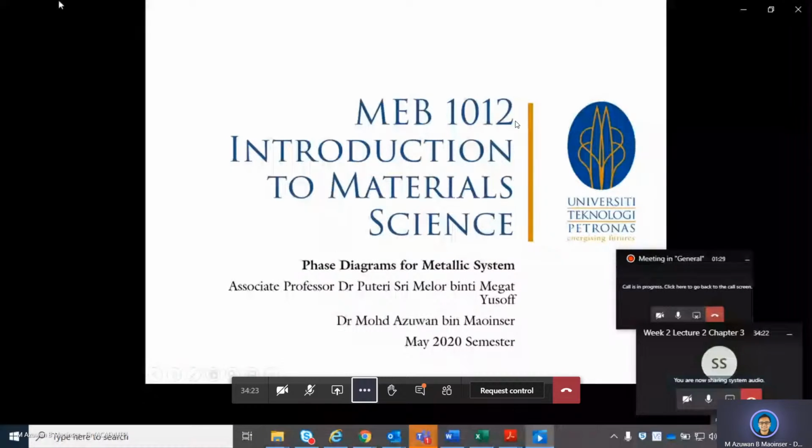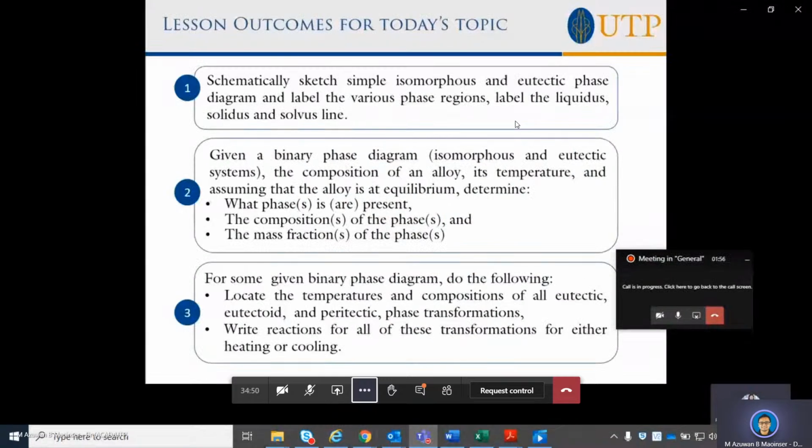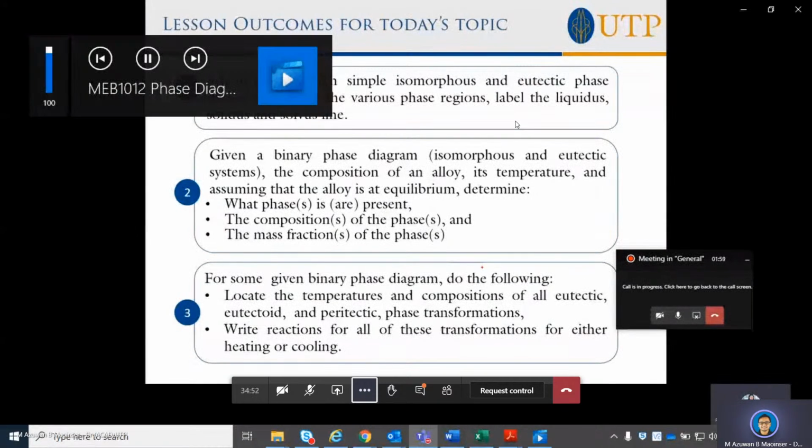Bismillahirrahmanirrahim. Welcome back to my lecture on phase diagram for metallic system. Right, we'll have a look at what phase diagrams are all about. But mind you, phase diagram is very important for engineers. It's a very powerful tool that you must know that you will be using in your career later on. So let's listen up, what phase diagrams are all about.